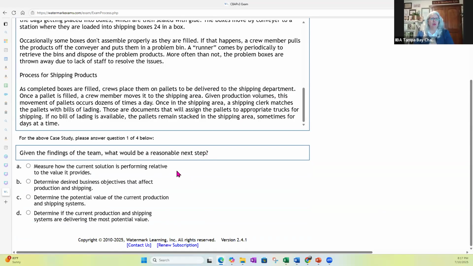Measure how the current solution is performing relative to the value it provides. Determine the desired business objectives that affect production and shipping. Determine the potential value of the current production and shipping systems, or determine if the current production and shipping systems are delivering the most potential value.